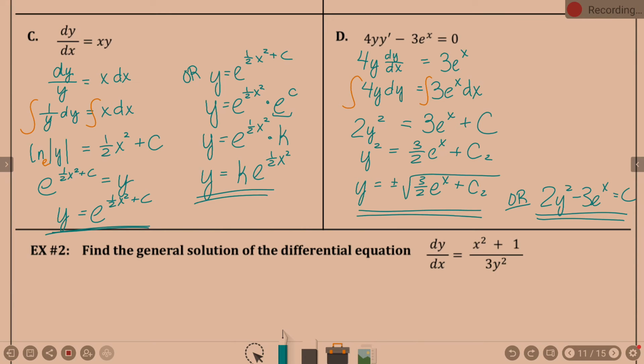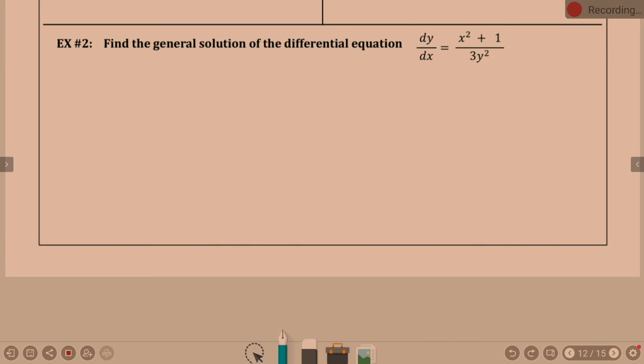Okay, moving along. Have you started too? No. Is the separation pretty easy? Multiply your denominators out there, and the separation looks pretty easy. I multiply the 3y squared over to get 3y squared dy. If I multiply the dx over, it's x squared plus 1. I'm going to put that in parentheses and say times dx, because that whole side needs to be multiplied by dx.